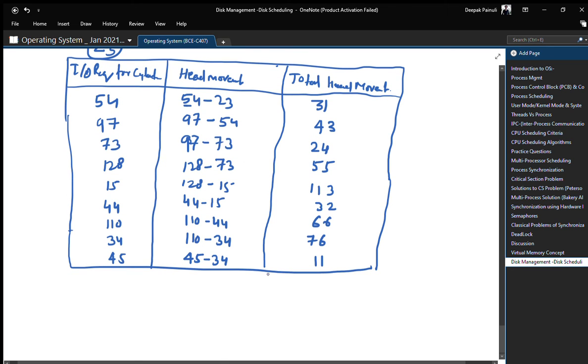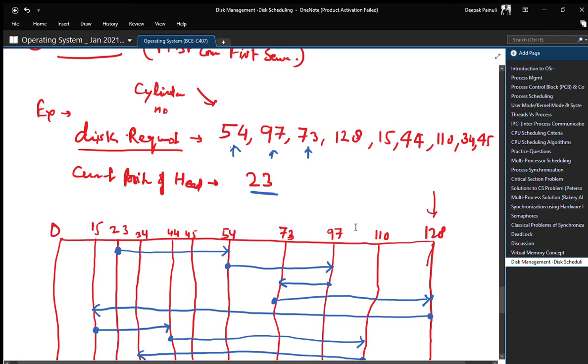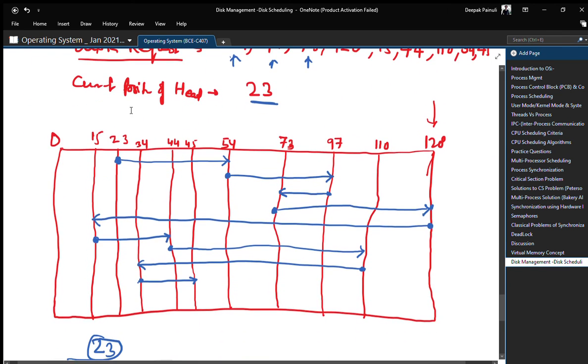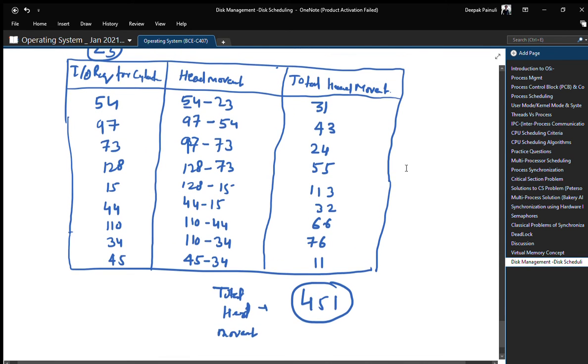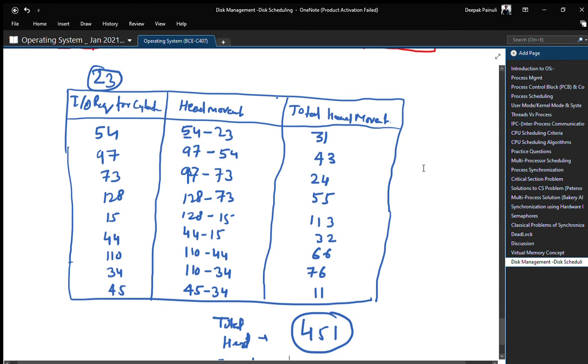So total head movement for this sequence of requests according to FCFS will be 451. This is how we solve these types of questions, and according to FCFS, whichever request comes first will be served first. It will give the best result if your sequence of access requests is sorted, right? And if it is not sorted, then it may or may not give a good result. If it is not properly sorted, you will get the worst result for FCFS.